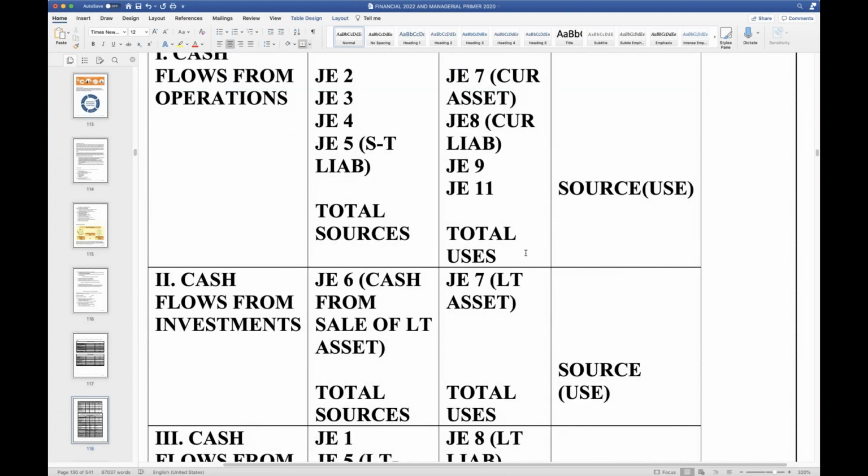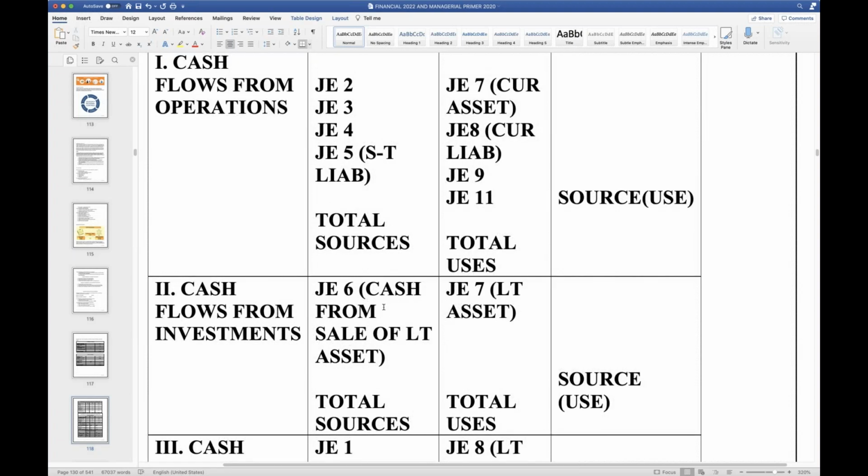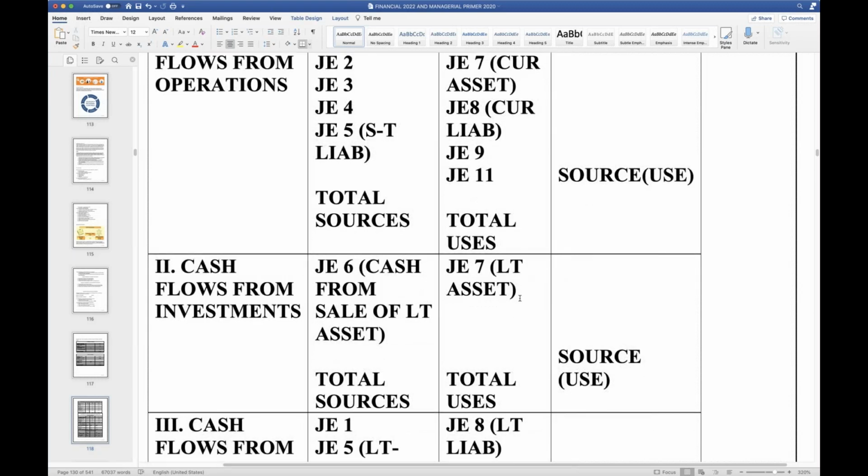Cash flow from investments: journal entry 6 comes here if we sell an asset, the amount of the proceeds. If we purchase a long-term asset versus a short-term asset, that asset goes here. Current assets and current liabilities are up here. Long-term assets are up here. If we sell them, it's a JE6. If we purchase them, they're JE7. And we like to see purchases of assets in terms of expanding.